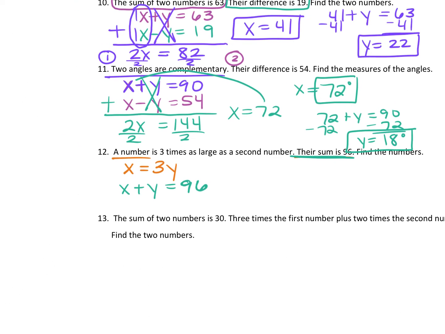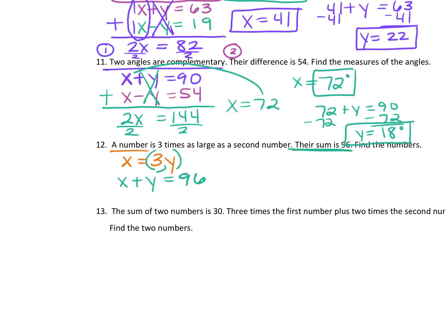I am going to take this 3y and drop it in for my x. So 3y plus y is 96. 3y plus y is 4y. And then we're going to divide by 4. So 96 divided by 4 gets me 26. 24. 94 divided by 4. Oh, what? 96 divided by 4, my bad, is 24. Thank you.